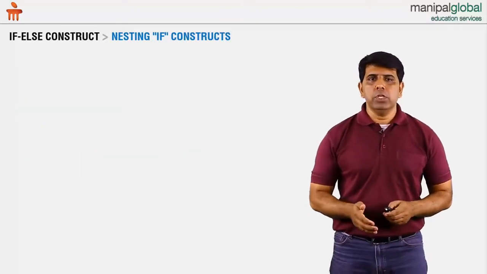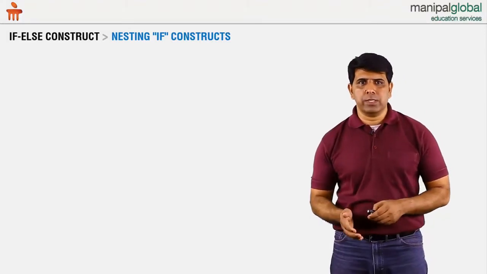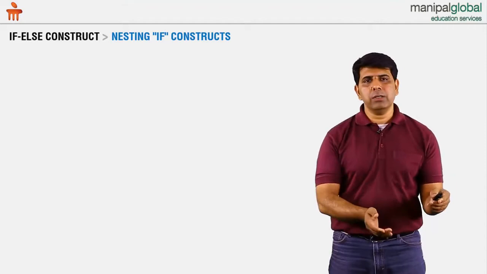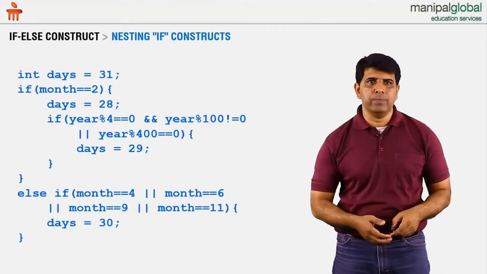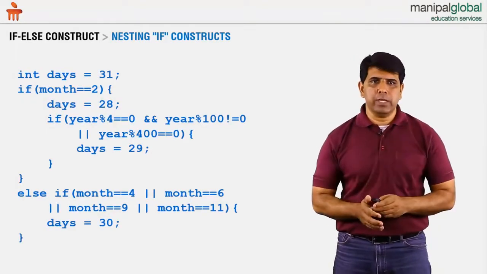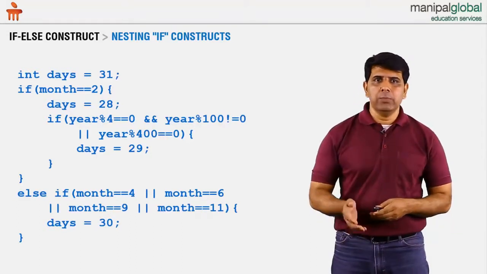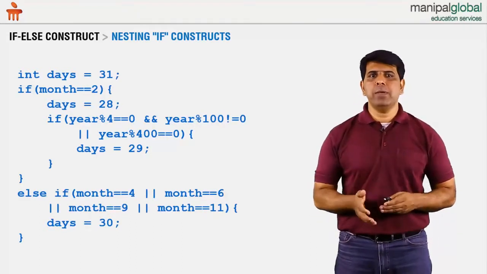Now sometimes you would like to nest if constructs. So what is the meaning of nesting? You have an if condition inside another if condition. So days is 31, which we are using because we want to avoid the else part. But this time we also want to take leap year in mind.